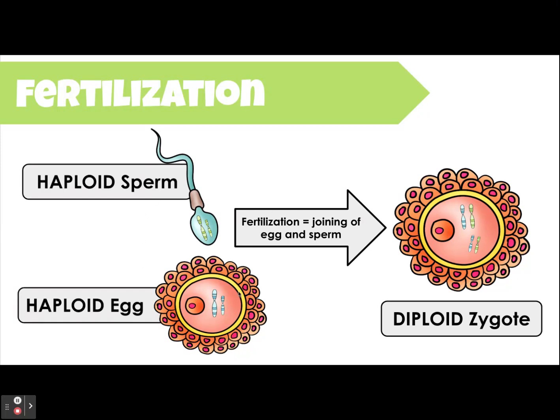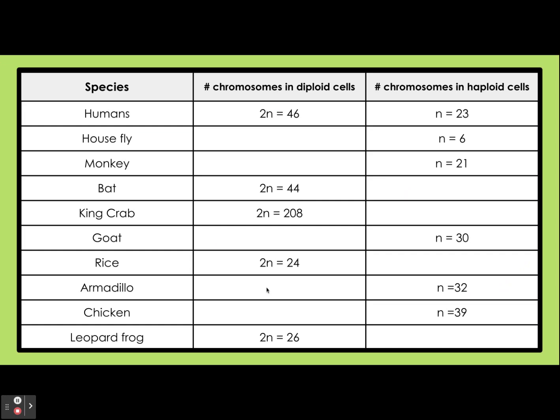So soon we'll go through how these sex cells are created and how they end up with only having half the amount of DNA. But just to make sure we understand the difference between diploid and haploid, pause the video here. We have some different species listed in the left column. In the middle column, you're going to identify the number of chromosomes that they would have in their diploid cells. And then in the last column, the number of chromosomes they would have in their haploid cells. So the first row is completed for you.